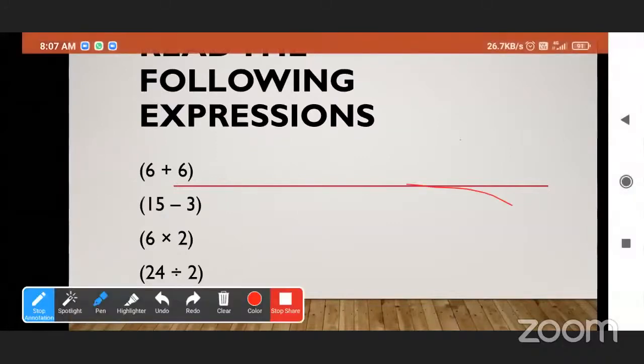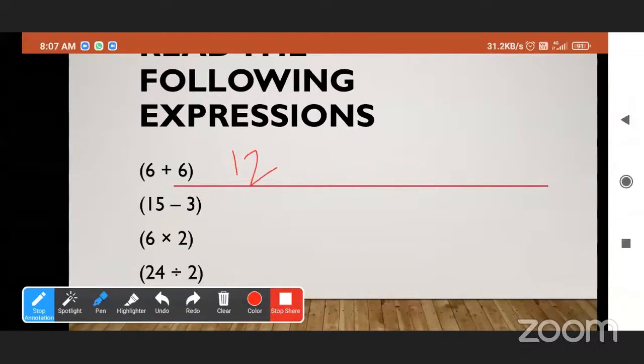Six plus six, 15 minus three. 6 multiplied by 2, 24 divided by 2. Yes, very good. Now, see here. We'll find the value of this expression, okay? 6 plus 6 is? 12.